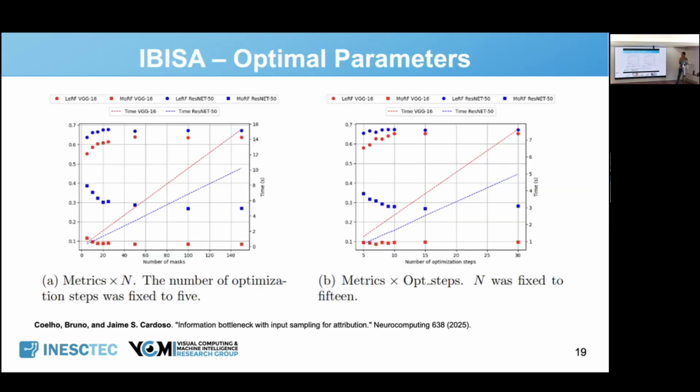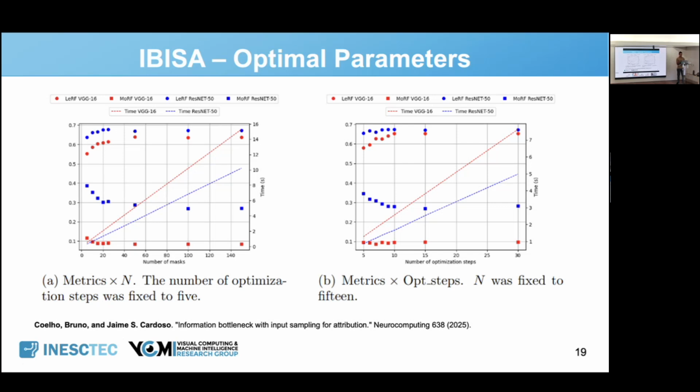Another thing is regarding the number of masks that you need to use, and also the number of optimization steps, because one might wonder, okay, you are using only 20 masks and 10 optimization steps, but if you start using way more masks, maybe you get better results. And we see that this is not actually what happens. As you increase the number of masks or the number of optimization steps, you see that the performance in terms of the MoRF and LeRF metrics does not improve. So if you use some kind of elbow method to determine the optimal parameters, you see that only 20 masks and 10 optimization steps are more than enough to generate the explanations for classification.